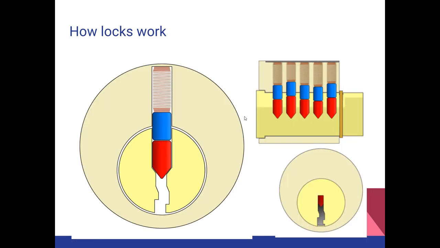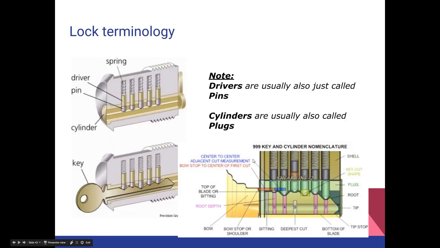From an attacker's perspective, you don't know how many pins are in the lock, and all you can see in is this, if there's sufficient light. So your job is to somehow get all of these up to the right level and then turn the lock and open the door. So, let's dive into more terminology.